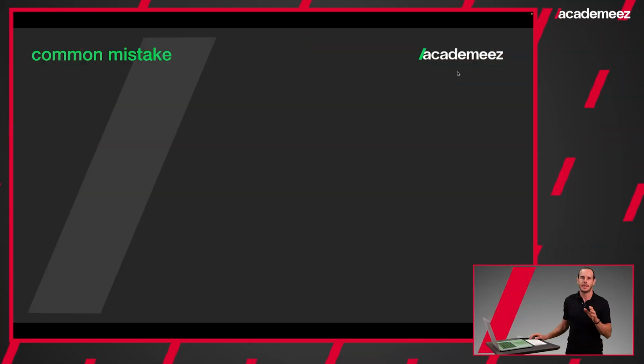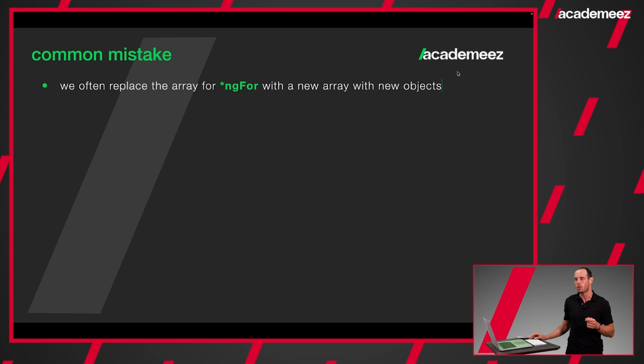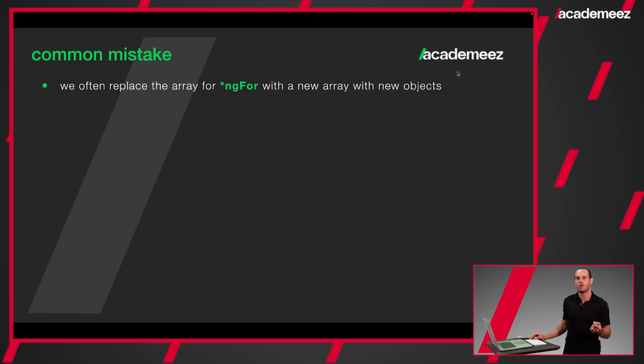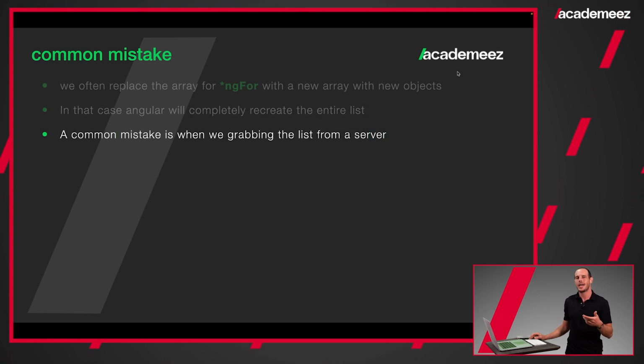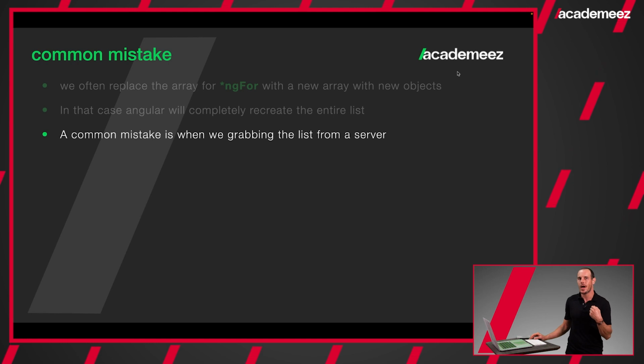So here's a common mistake that many Angular developers are making with their ngFor. We often don't even realize it, but we are completely replacing the array in the ngFor with a brand new array with brand new objects, which causes the ngFor to completely recreate the DOM elements in the list, which costs us performance-wise. I often see the case when we use ngFor to display an array that we're grabbing from a server. In that case, we're using, for example, HTTP client. We are sending a request, we are getting an array of data, and then we display that array. If we send another request and we update the array, then the DOM elements are completely recreated.